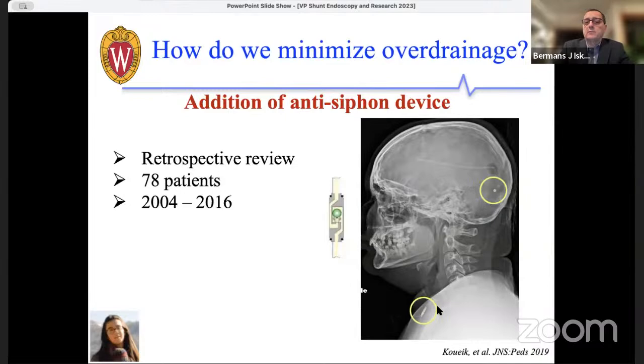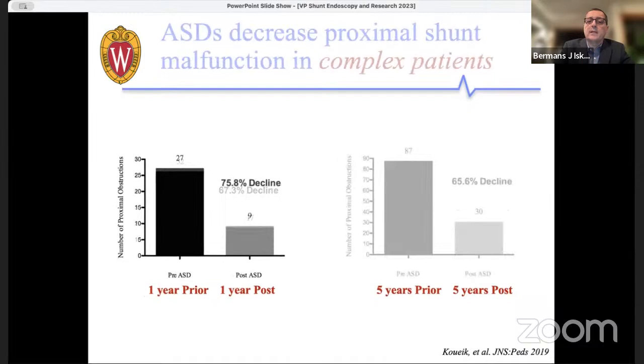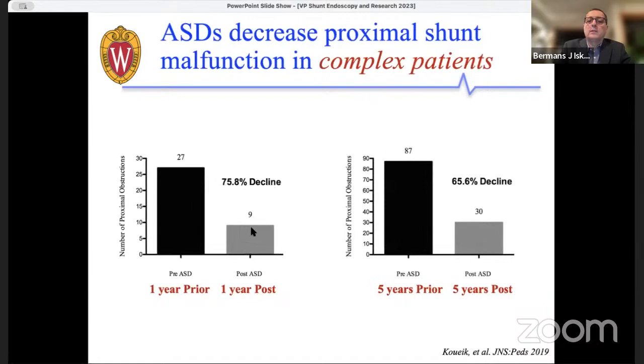And what we found is that in simple patients, which means patients who've not had a lot of shunt revisions in their lives, at 1 year, we cut down the proximal shunt obstruction rate by almost 70%, and by 5 years, 40%. But when we looked at patients who are very complicated, who have had a lot of shunt revisions in their lifetime, more than 10, we improved shunt obstruction rates even more. 76% at 1 year, 66% at 5 years, which meant to us and confirmed that many of the obstructions that are occurring in these patients are related to chronic shunt overdrainage.